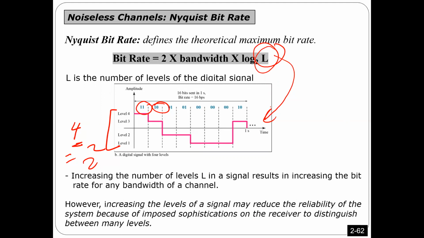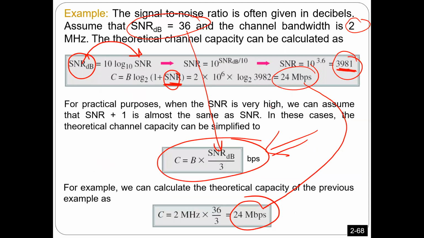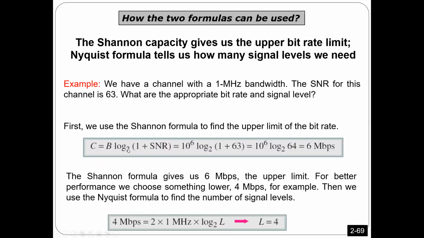I'm going to show an example now of how I'm going to use the two formulas. One formula is going to give me the bit rate. The other formula is going to give me the number of signal levels. So here in this example, I'm giving you the bandwidth. I'm giving you the signal to noise ratio. And then I'm going to ask you two questions. Number one, what is the bit rate, and what is the signal level?